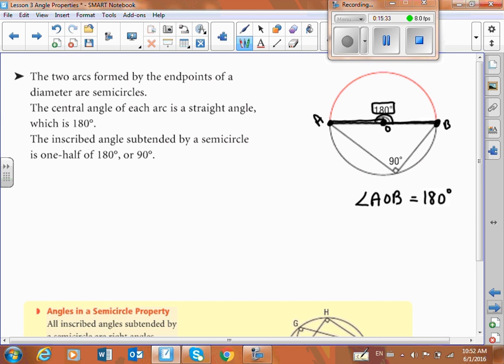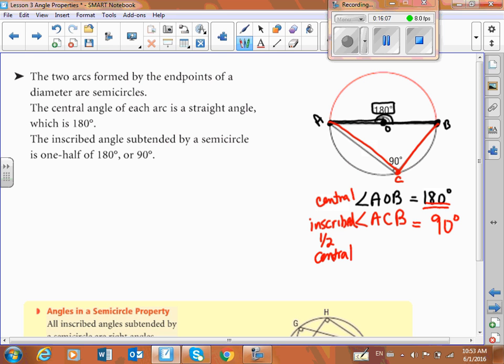Okay? Now I want to draw your attention to my little letter C down here. And if we were to draw angle ACB, this is an inscribed angle. This one up here was a central angle. Inscribed angle ACB, well, we know that an inscribed angle is half a central angle. And if my central angle is 180 degrees, then I've just proven that my inscribed angle is 90 degrees.